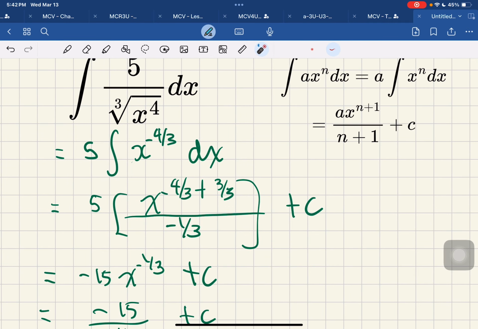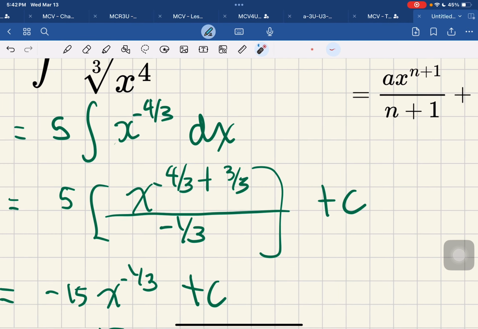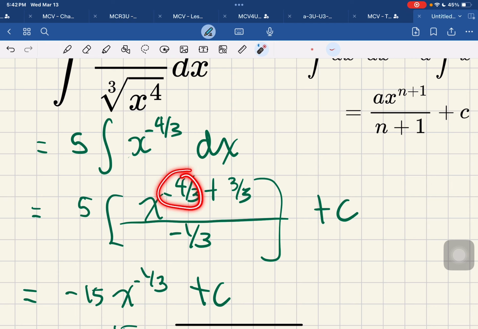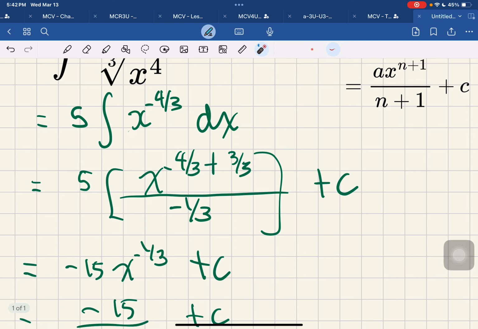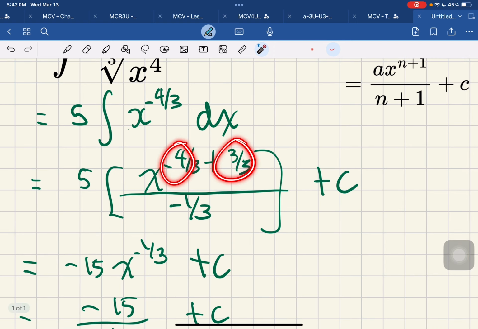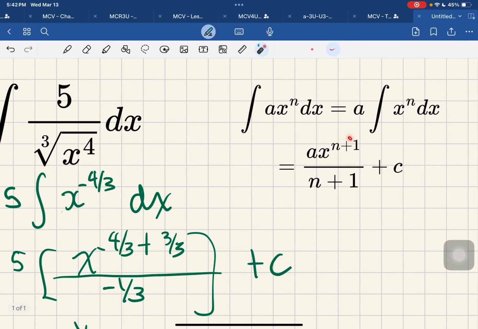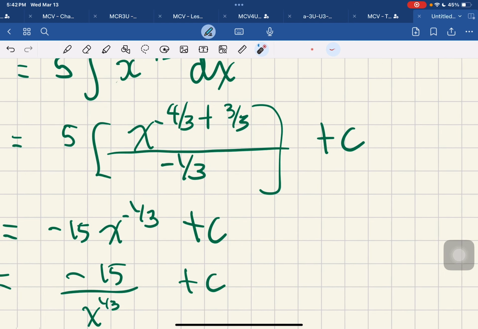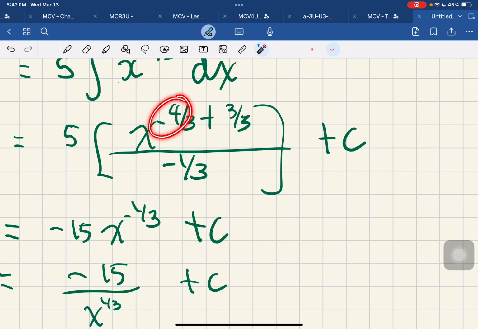I have to add 1 to the exponent. So I've got negative 4 over 3, and I need to add 1. Of course, I'm going to represent 1 with 3 over 3 because I've got thirds here. Negative 4 over 3 plus 3 over 3 is negative 1 over 3. So I divide by that negative 1 over 3. Notice you have n plus 1 here and n plus 1 here. When I simplify, negative 4 thirds plus 3 thirds is negative 1 third.